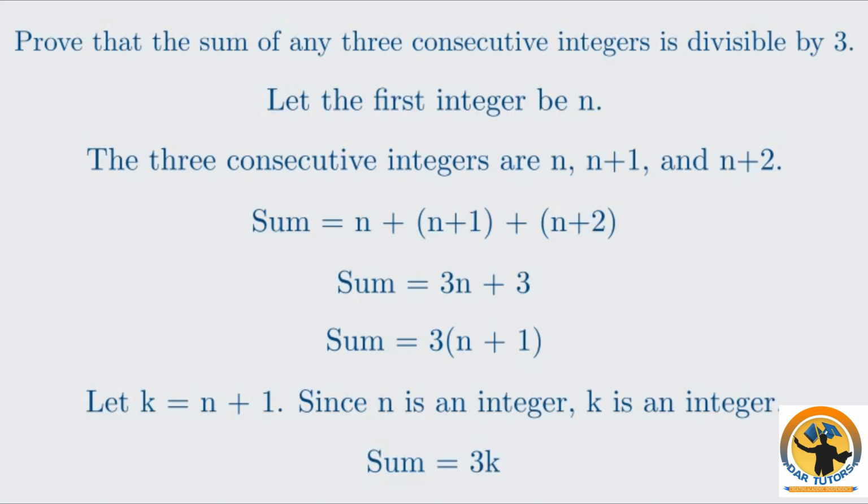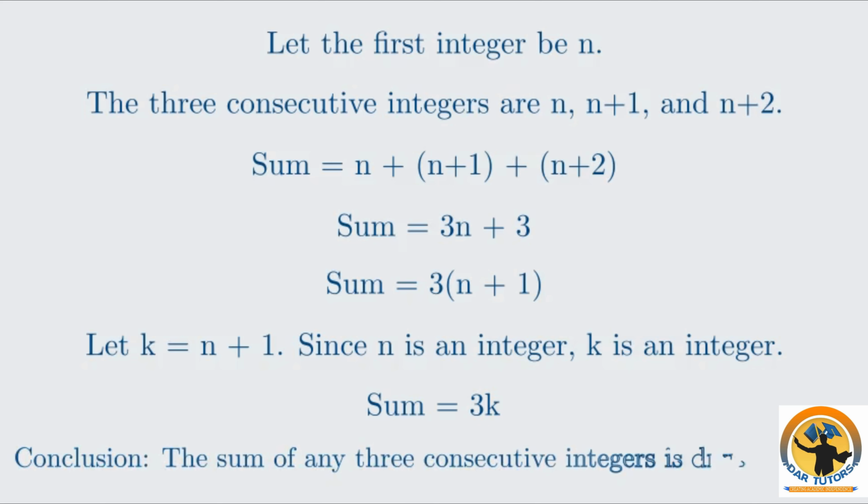By definition, any number that can be written as 3 times an integer is divisible by 3. Therefore, we have proven our statement. We have successfully proven that the sum of any 3 consecutive integers is divisible by 3 using a direct deductive proof. Let's look at another example of proof by deduction, this time involving geometry.